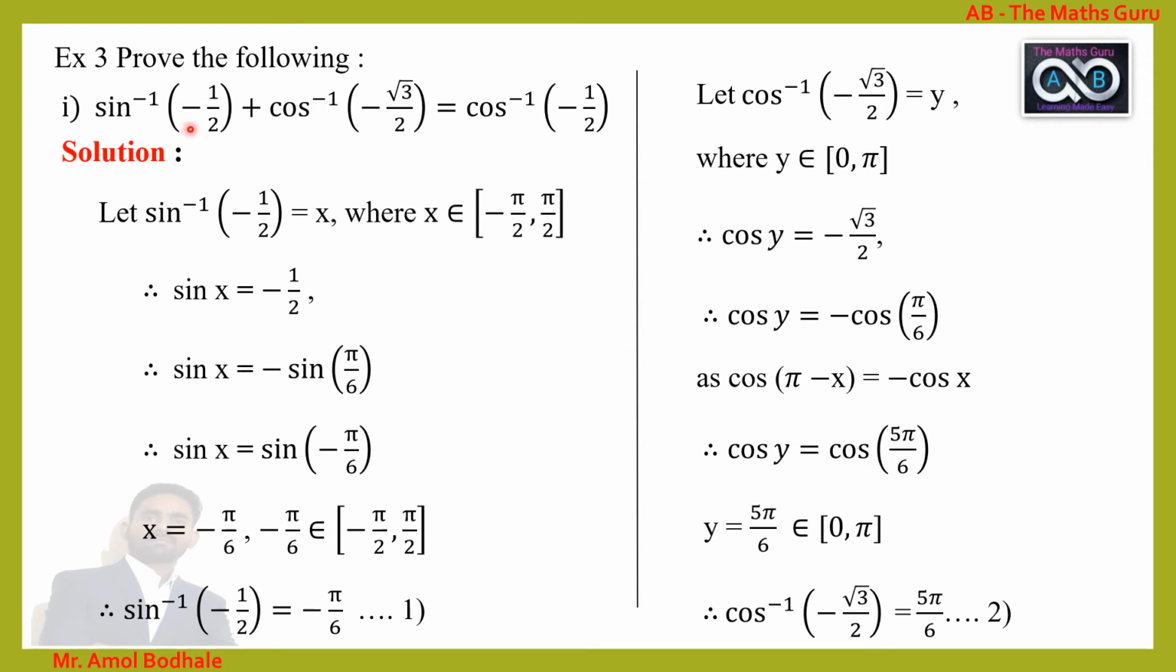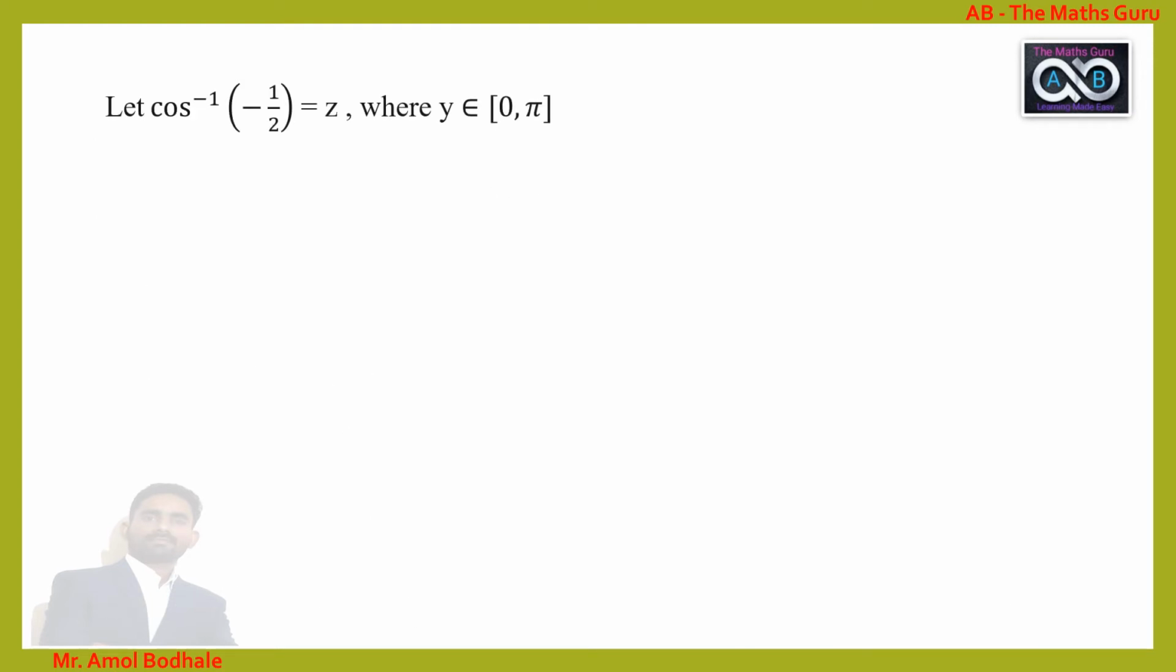The terms are in LHS, the first and second. Now let's calculate the value of RHS. Let cos inverse of minus 1 by 2 be z, where z belongs to the range of cos inverse, which is the closed interval 0 comma pi, also called the principal branch value.